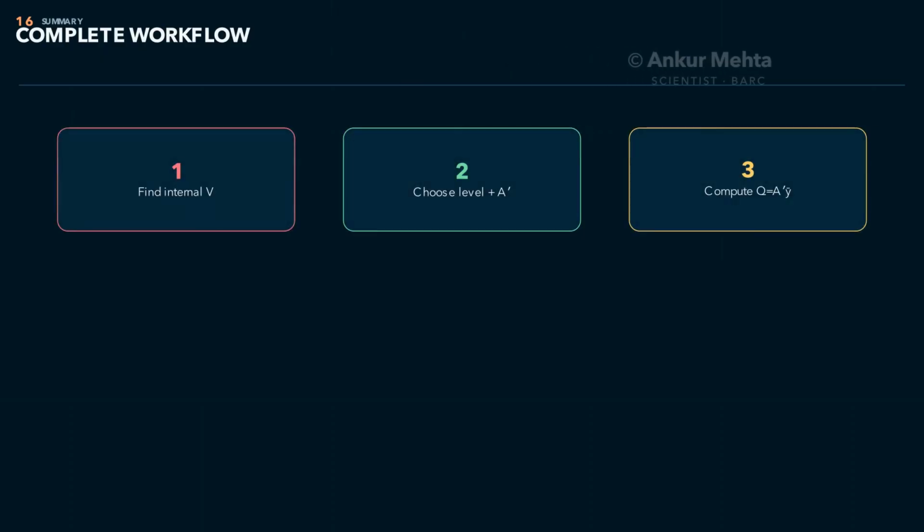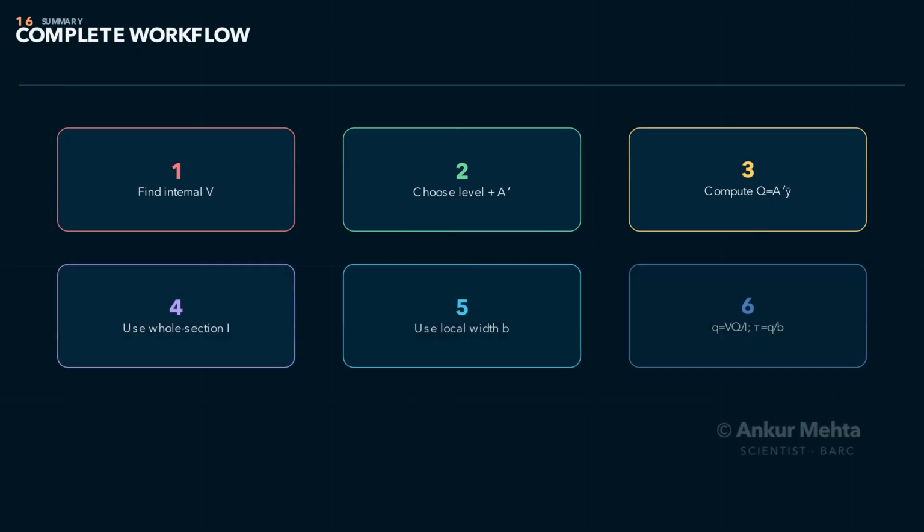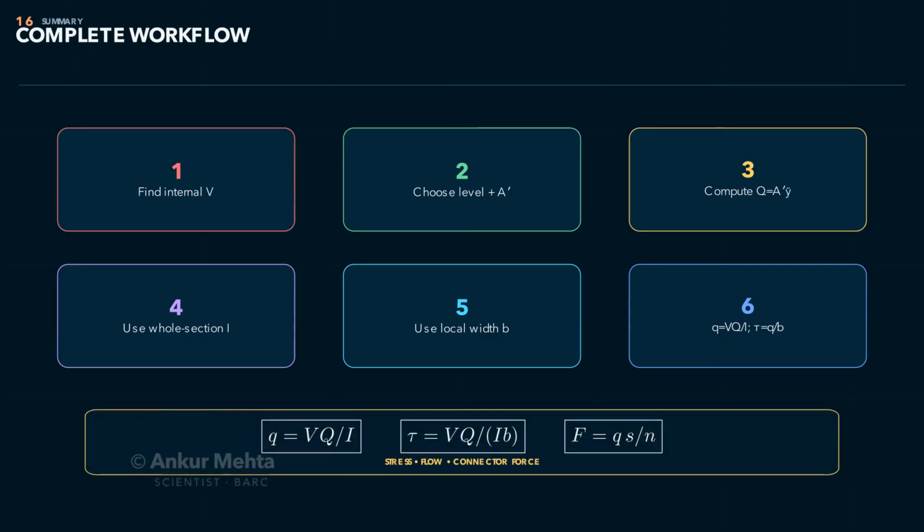The complete workflow is now clear. Find the internal shear force V, choose the level of interest, compute Q for the area on one side of that level. Use I for the complete section and b for the local width. Calculate q equals VQ over I, then tau equals q over b. Check zero traction at free boundaries, recover V by integrating stress over area, and inspect any sudden width change. For connections, use q times spacing divided among the actual connector lines. With these checks, beam shear becomes a physical, visual, and reliable design tool.